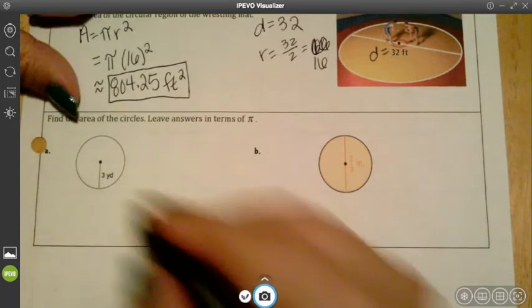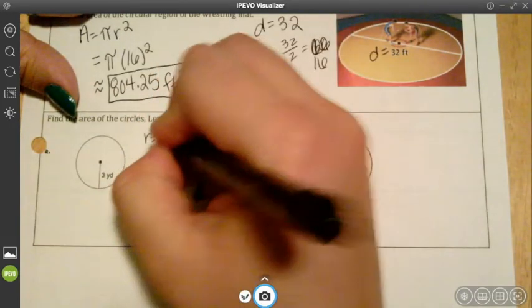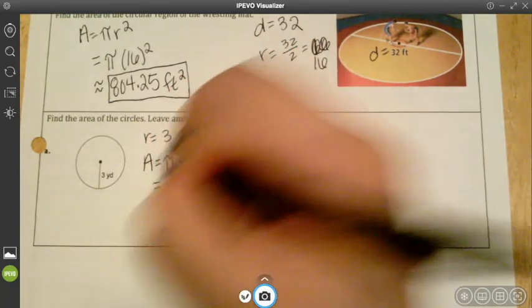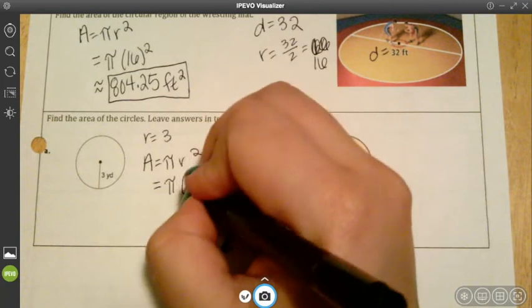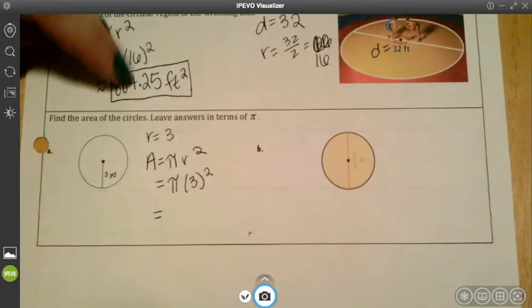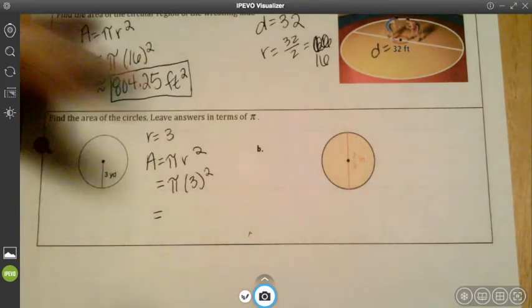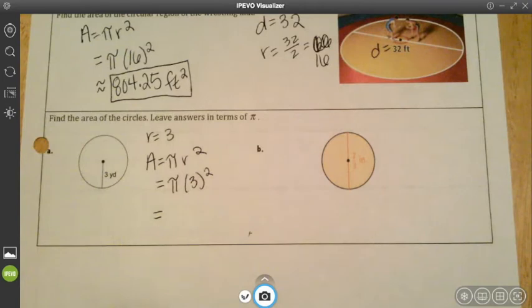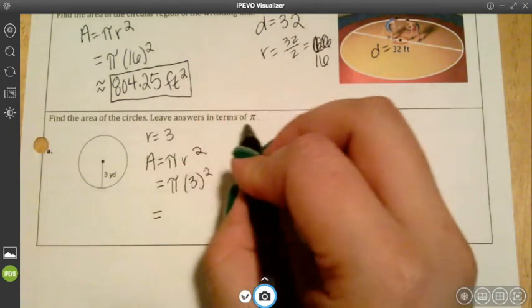For part A, we're given the radius. The radius is 3. Area equals pi r squared. Pi times 3 squared. If I want to write the exact answer, so in the one above we rounded, and if you round it for this, that's absolutely fine. If I wanted to leave this exact, it says leave answer in terms of pi.